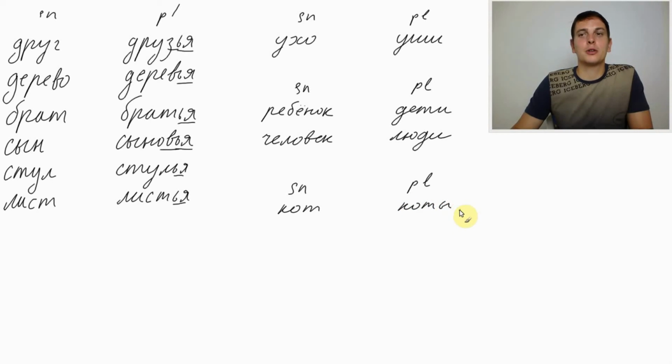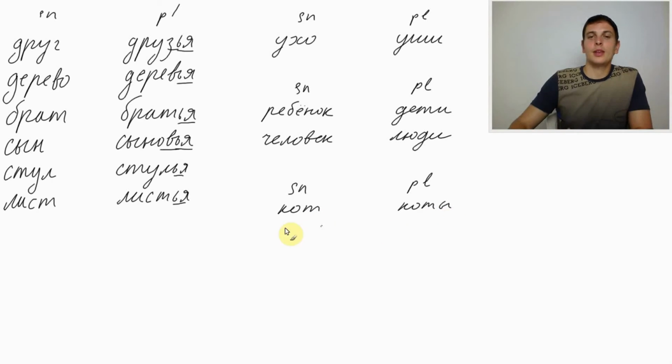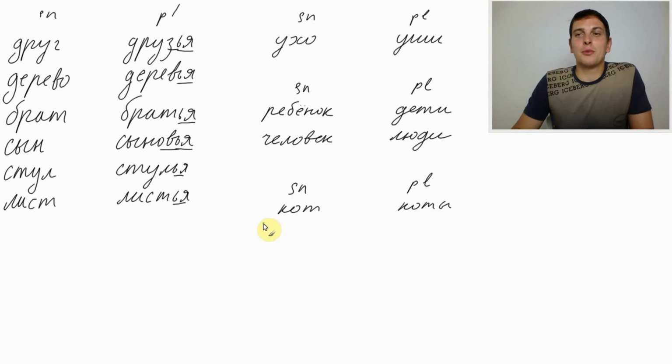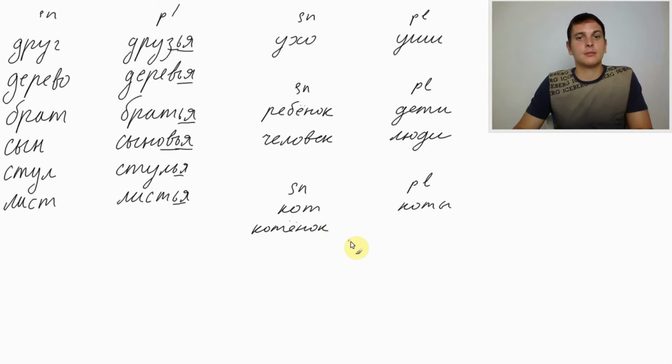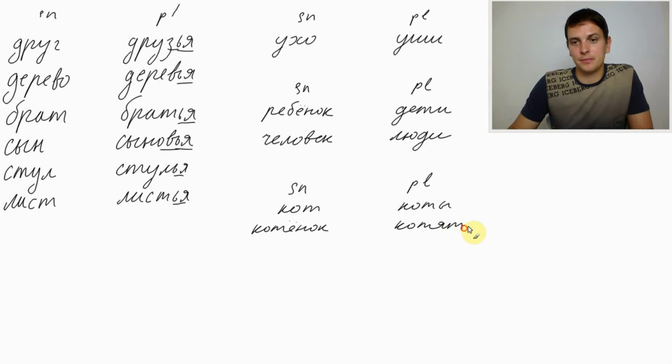Коты. But it's not a part of the example. I just gave you a word from the general rules, because it ends in a hard consonant and it's none of the letters from the spelling rule, so we just simply add ы. But a small cat, a belittling form of cat like catlet, would be котенок. So actually it's kitten. So котенок is kitten. And for котенок, the plural would be котята. Kittens.